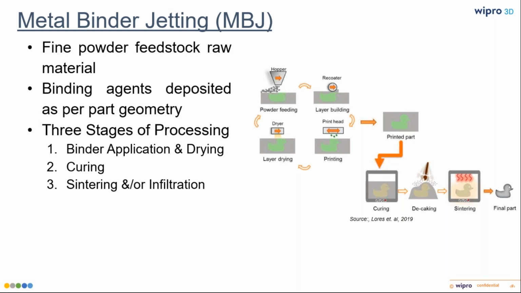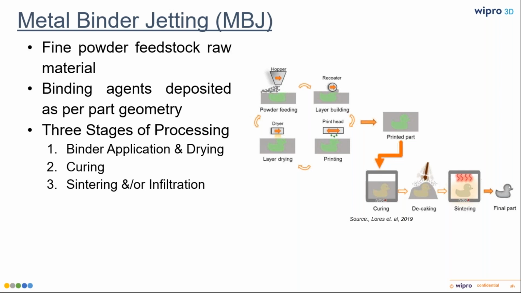So we can say that again, there are 3 stages of processing. Firstly, you apply the binder, and because it's in liquid form, you need to dry the binder so that the next layer can be applied with more stability. So this drying process takes place immediately after the binder is applied. Once the part is printed, you cure the part, or the debinding process takes place.